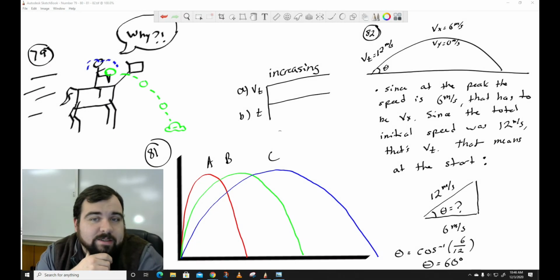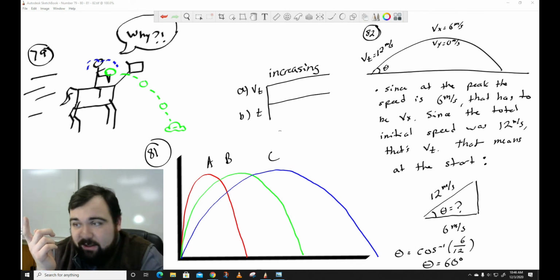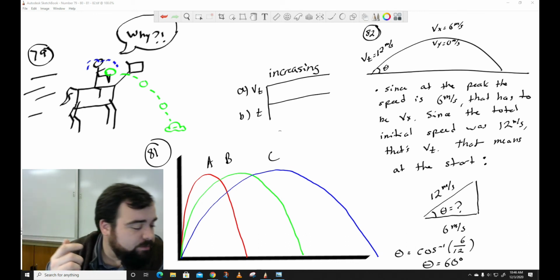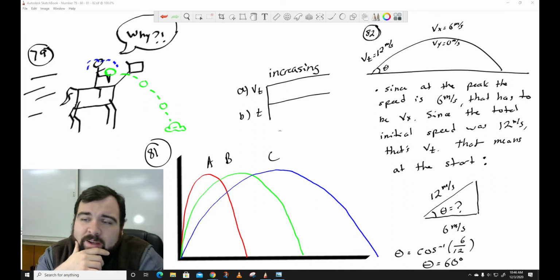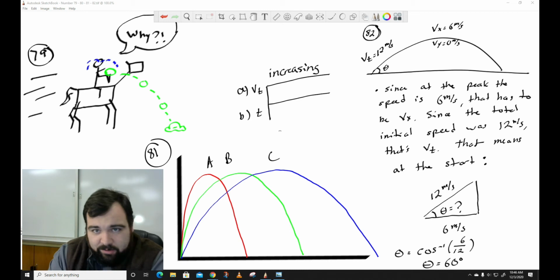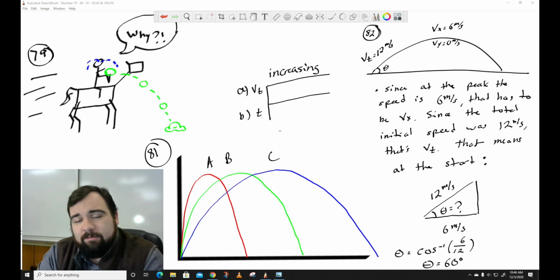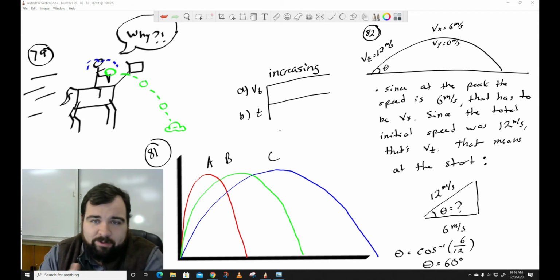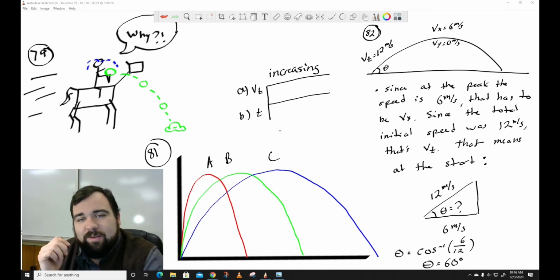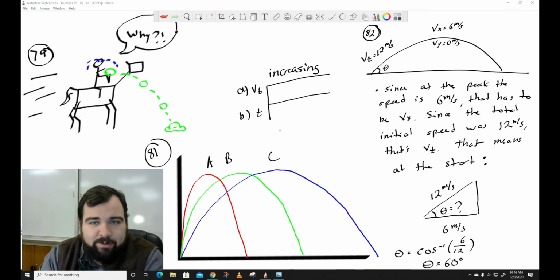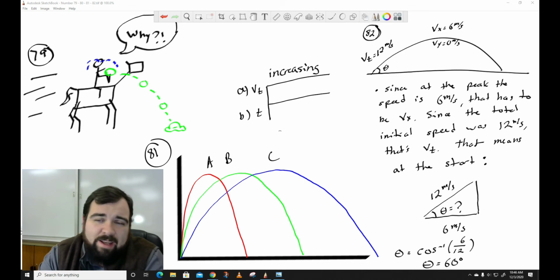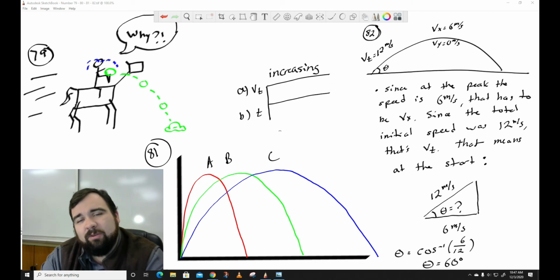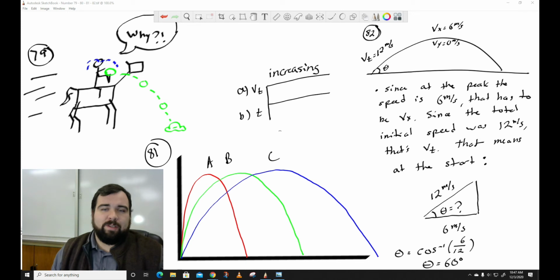Okay, so this next set is going to be 79, 80, 81, and 82. So for the first one, 79, it has a child that is eating an ice cream cone while riding a horse. Unfortunately, the ice cream falls out of the cone, and it asks, what does the child see from their perspective in terms of what does the cone look like it's doing, and what does a parent standing off to the side see? Well, according to the child, we're going to think about this in terms of relative motion.